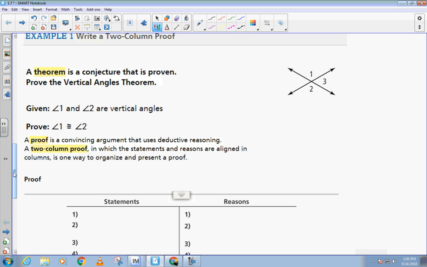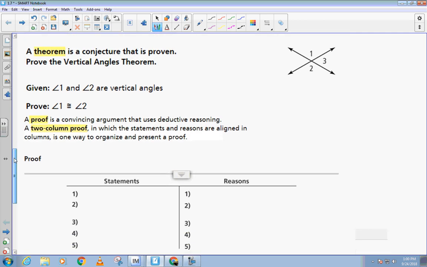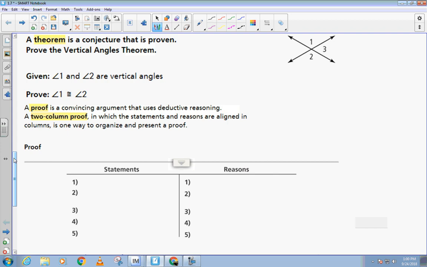So we have a picture here, and you're told that angle 1 and angle 2 are vertical. I'm going to prove that angle 1 and angle 2 are congruent. Alright? And so we're going to use a two-column proof in this case. We've already kind of talked about this a little bit. Alright, so we start out with angle 1 and angle 2 are vertical angles. And that's given. Now, I can't just go to the proof. Even though we know that's true, I have to show why it's true.